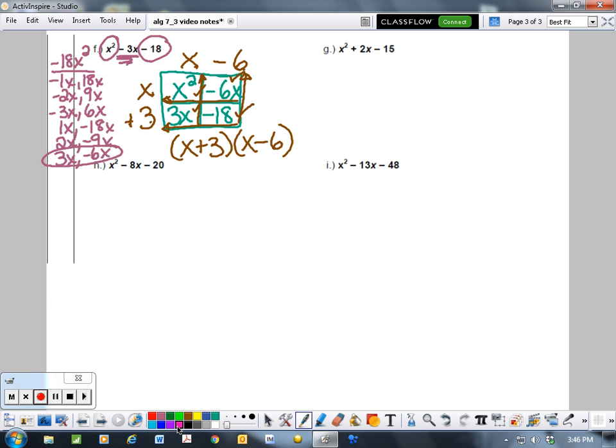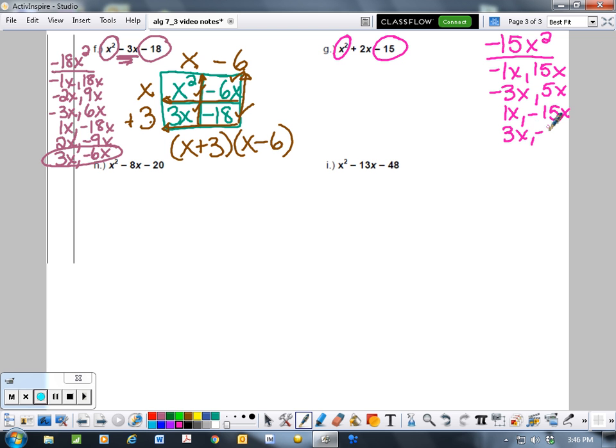Okay, we're going to move to the next one. So we take first and last. We multiply, so negative 15x squared. We make our list: negative 1x, 15x. 2 doesn't go, so 3, negative 3x, and 5x. Then we flip signs: 1x, negative 15x, 3x and negative 5x. What adds to be positive 2x? Positive 2x will be this one.